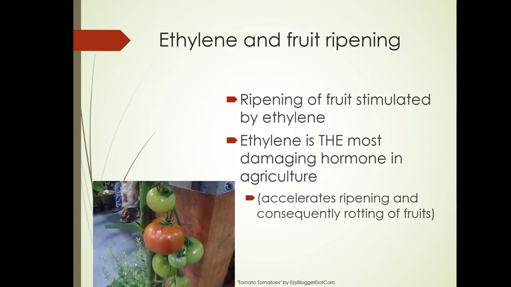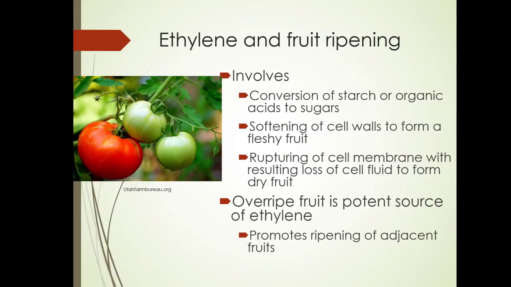So with ethylene, the ripening of fruit is stimulated by ethylene. It's the most damaging hormone in agriculture. It accelerates ripening and causes rotting of fruits. What it does is it involves the conversion of starch or organic acids to sugars. It softens the cell walls to form a fleshy fruit. It ruptures the cell membrane, and that causes the loss of cell fluid.